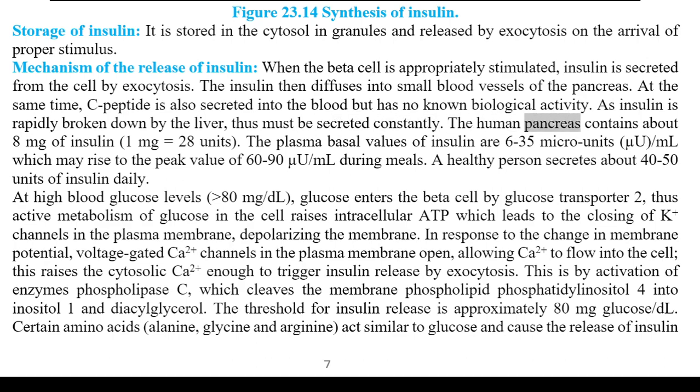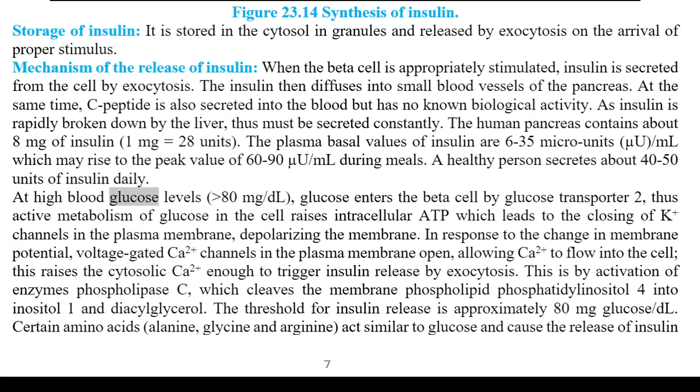The human pancreas contains about 8 mg of insulin, 1 mg equals 28 units. The plasma basal values of insulin are 6 to 35 microunits per ml, which may rise to the peak value of 60 to 90 microunits per ml during meals. A healthy person secretes about 40 to 50 units of insulin daily.